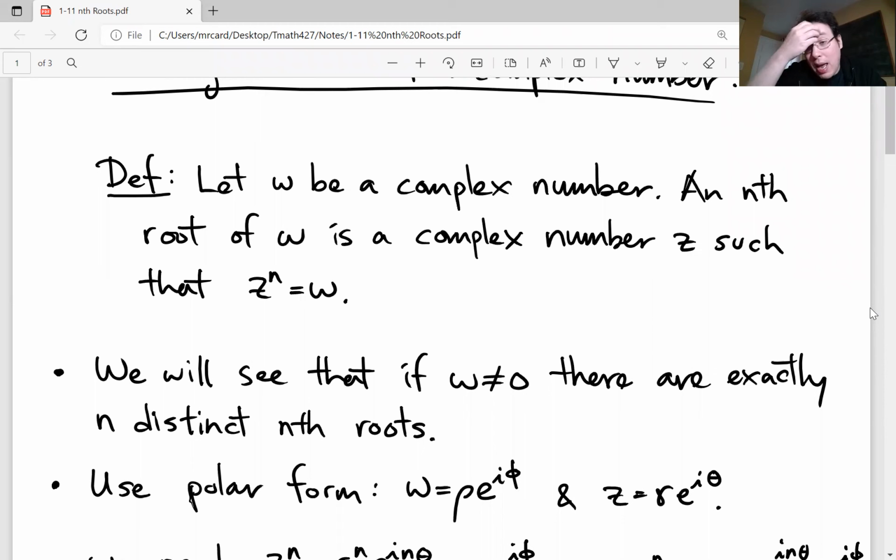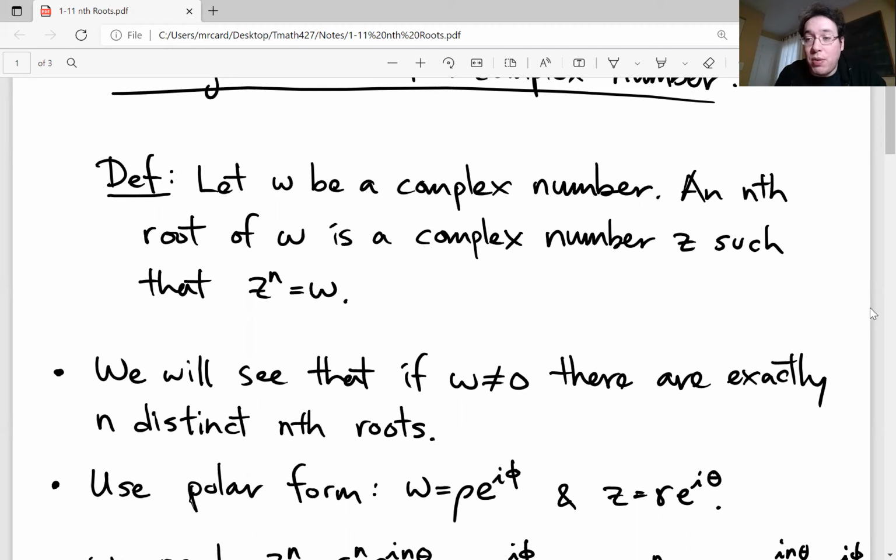We will see that unlike real nth roots, there's always n distinct nth roots, as long as you're starting with a non-zero number. If you start with 0, then nth root of 0 is always 0. But if you use a non-zero number, there's always n different answers to that.